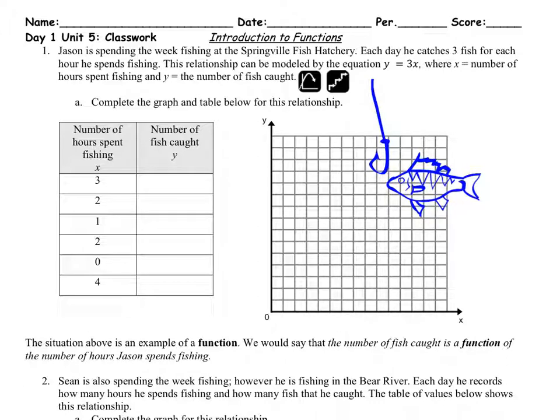Each day he catches 3 fish for each hour he spends fishing. This relationship can be modeled by the equation y equals 3x. Let's look at this y equals 3x garbage.